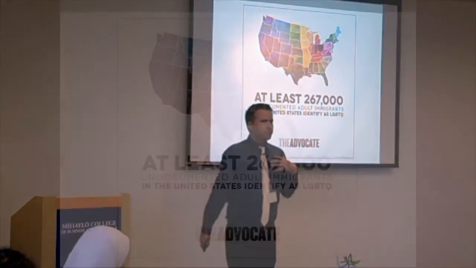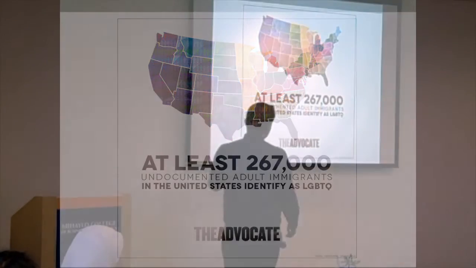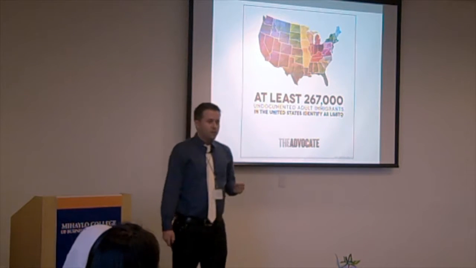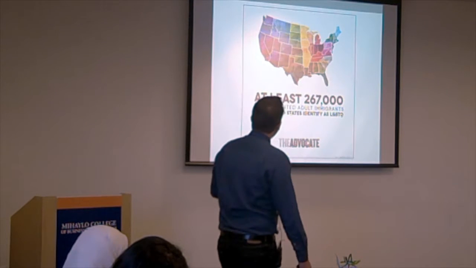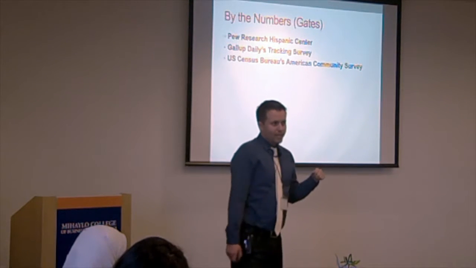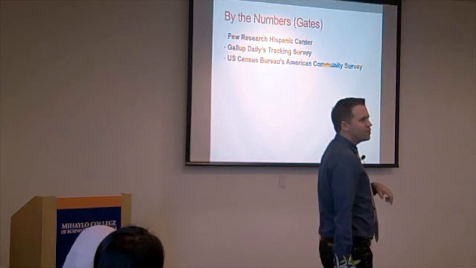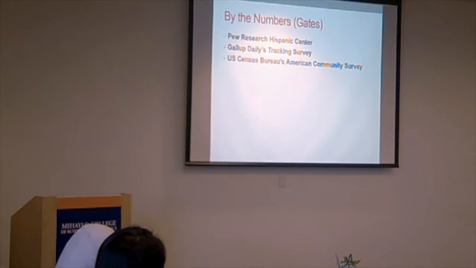So moving on to the numbers, right? How prevalent is this issue? You might be thinking, I don't even have LGBT students in my class. Well, a couple of numbers might surprise you. One, there's at least 267,000 adult undocumented LGBT people in the United States. And according to this article by Gates, he took 3 sources. He took the Pew Research Hispanic Center, Gallup Daily's Tracking Survey, and the U.S. Census Bureau's American Community Survey, and he estimated some numbers. Of course, these are estimates because we can't know for sure.